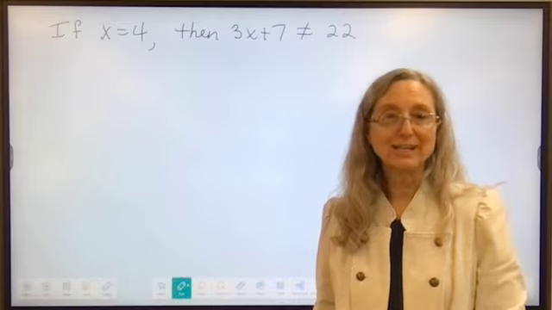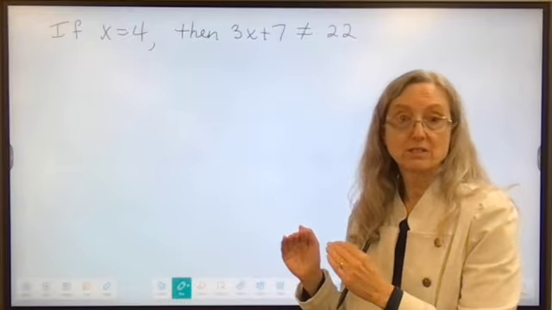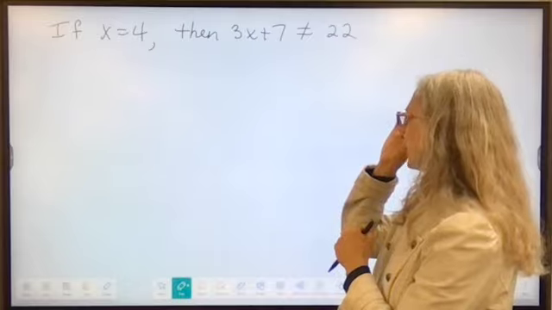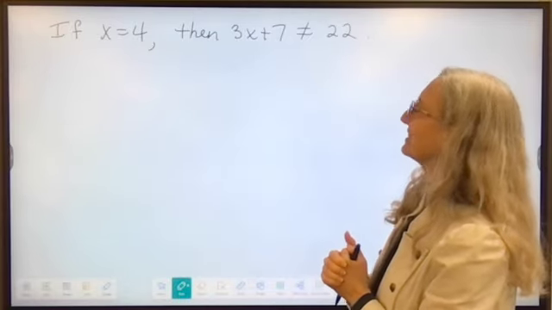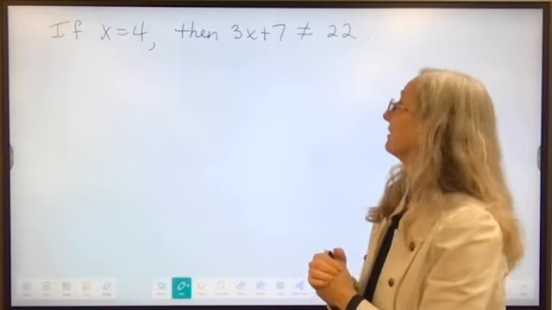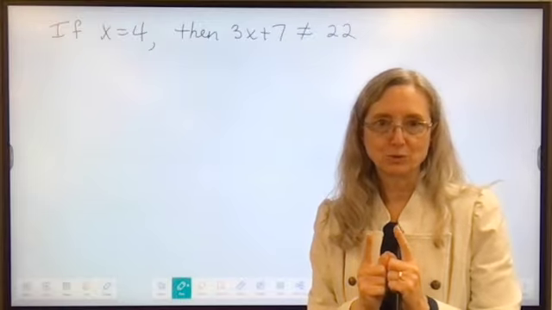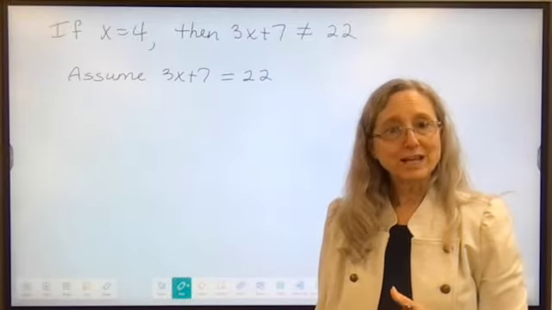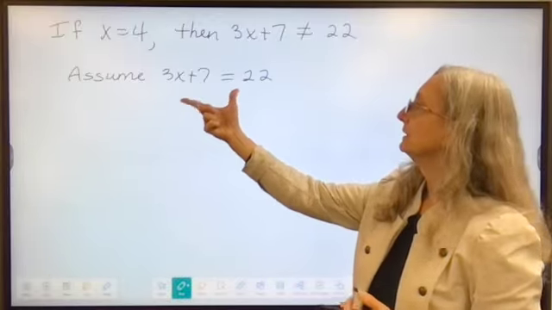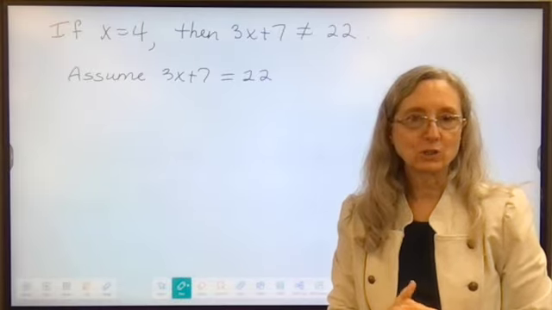So what I'm going to do is prove this indirectly. Look at what my conclusion is. What am I trying to prove? I'm going to negate that. What I'm trying to prove is that 3x plus 7 does not equal 22. The opposite of that is that 3x plus 7 does equal 22. That's what I'm going to temporarily assume. So that's my step one. I took the conclusion or the proof statement, either one, and I negated it. So I'm temporarily assuming 3x plus 7 does equal 22.